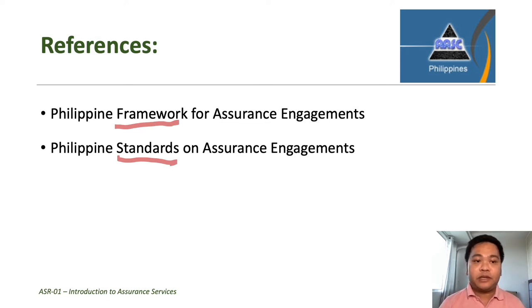The difference between the two is that the first one, the Philippine Framework for Assurance Engagement, or simply the framework, contains the definition, the nature and objectives, and even limitations of an assurance engagement. Whereas the standard, the Philippine Standard on Assurance Engagement, also known as PSAE, will contain the basic principles and essential procedures on performing the assurance engagements.